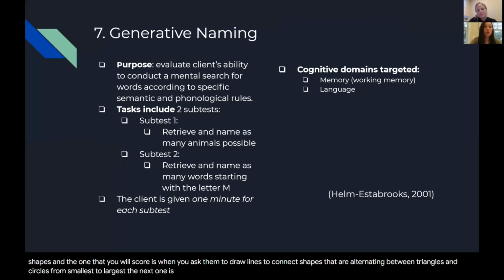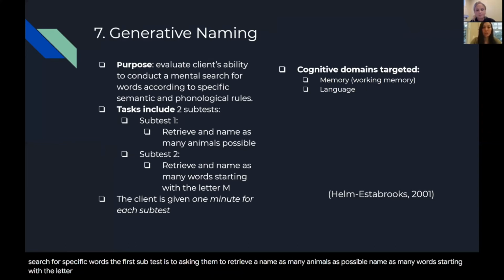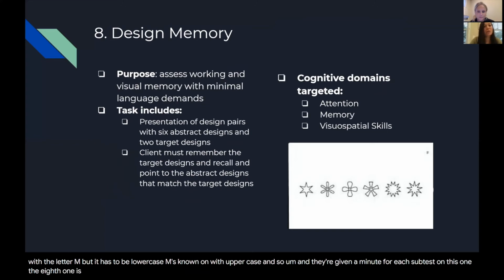The next one is generative naming. So this one just evaluates the client's ability to conduct a mental search for specific words. The first subtest is asking them to name as many animals as possible. And the second one is to name as many words starting with the letter m, but it has to be lowercase m's, none with uppercase M's. They're given a minute for each subtest on this one. The eighth one is design memory. So this assesses working and visual memory with minimal language demands.